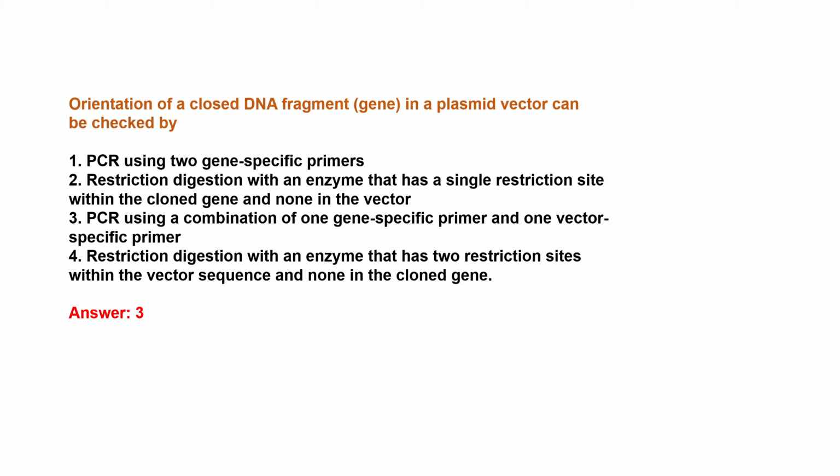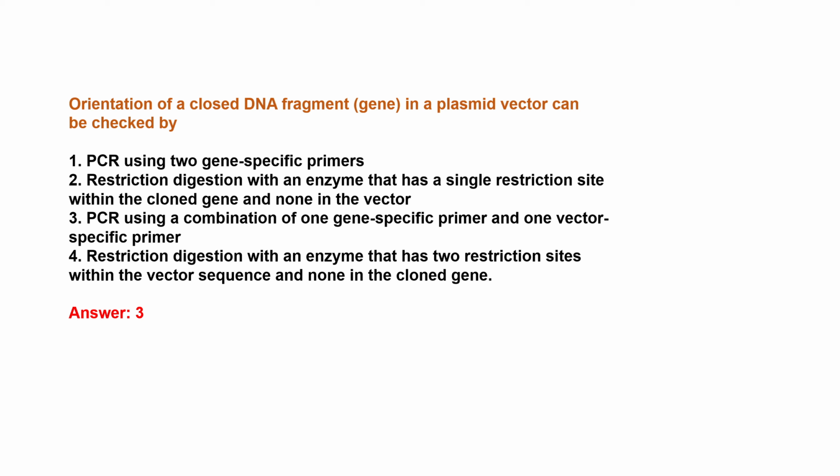Orientation of a cloned DNA fragment in a plasmid vector can be checked by: Option 1, PCR using 2 gene-specific primers. Option 2, restriction digestion with the enzyme that has a single restriction site within the cloned gene and none in the vector. Option 3, PCR using a combination of 1 gene-specific primer and 1 vector-specific primer. Option 4, restriction digestion with the enzyme that has 2 restriction sites within the vector sequence and none in the cloned gene. Here the right answer will be option 3.